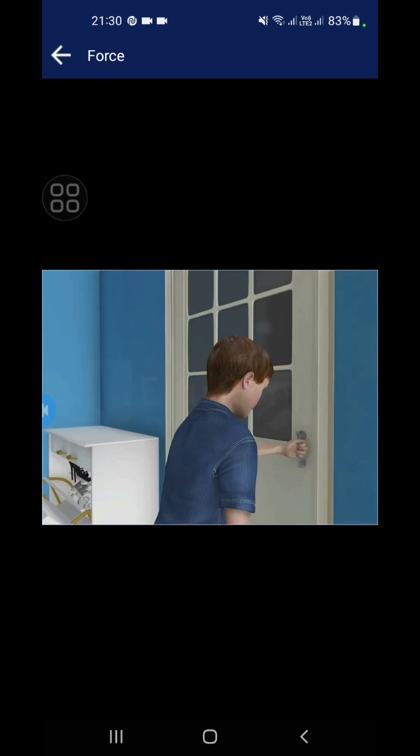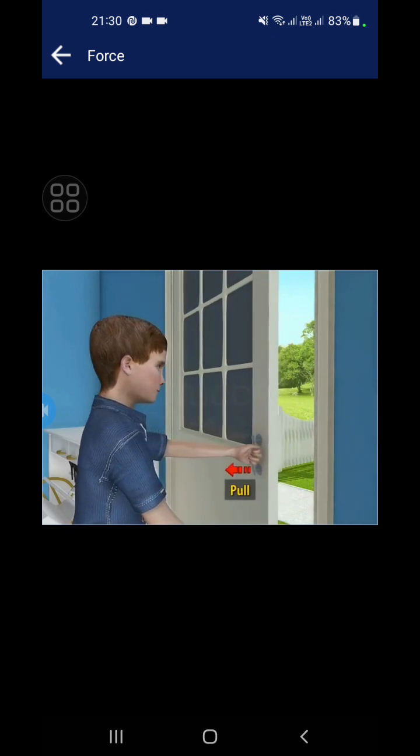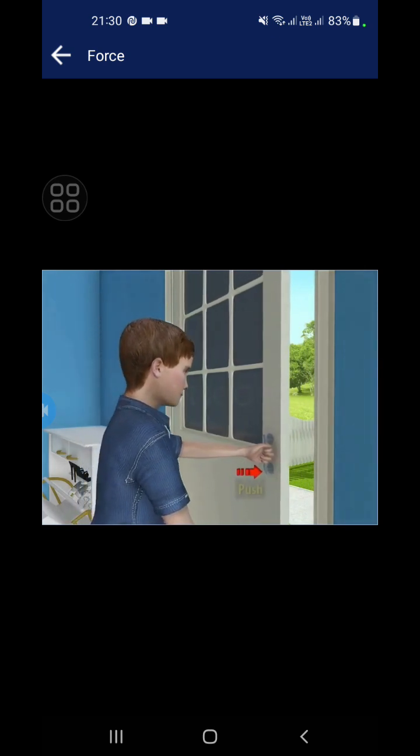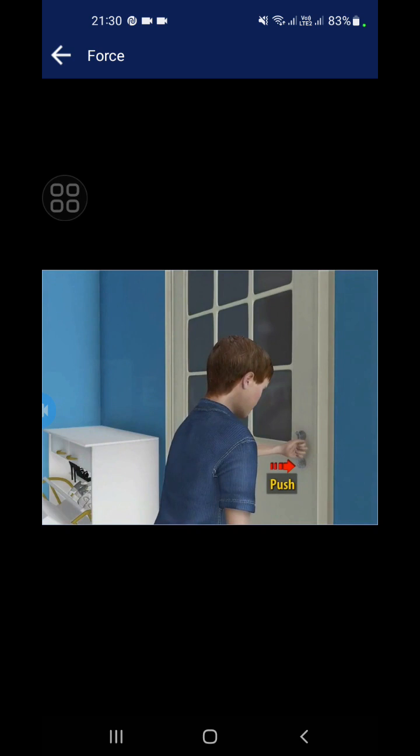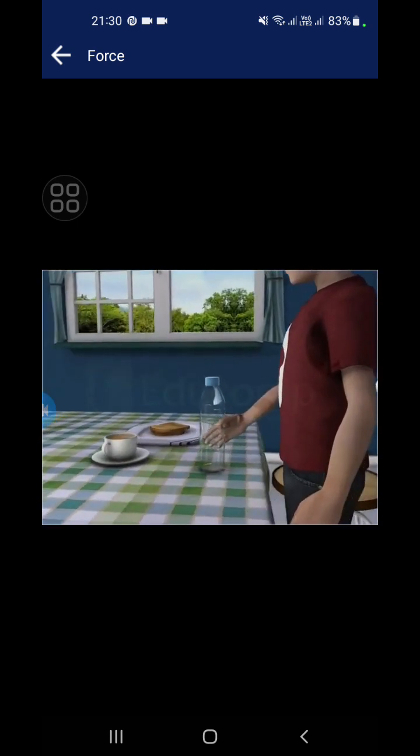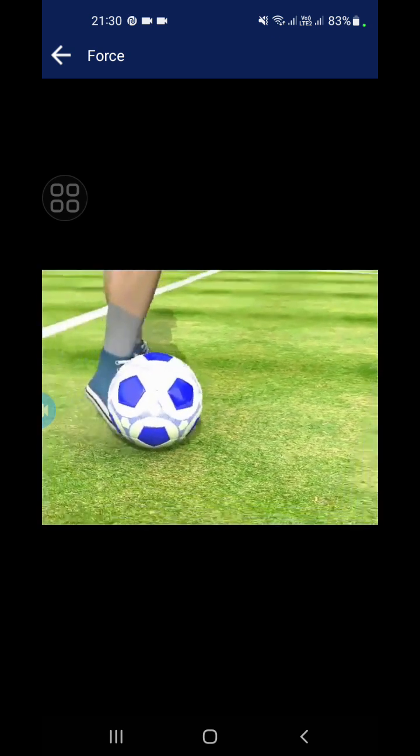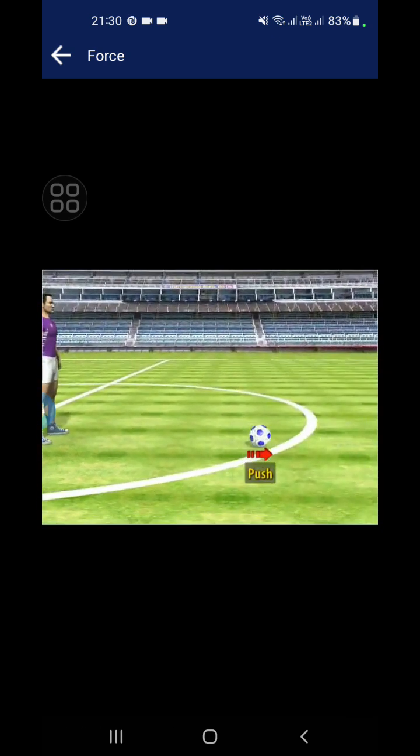Look at this door. How do you open it? Right, you would pull it. To shut the door, you would push it. Similarly, when you lift a bottle, you pull it up. When you kick a football, you actually push it. In fact, to move any object, you need to either pull or push the object. This pull or push is what we call force.